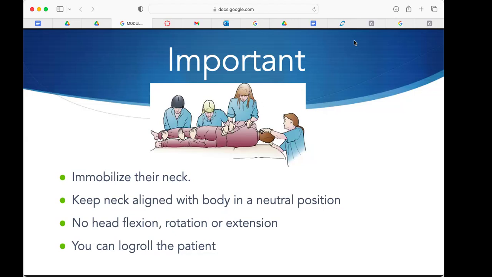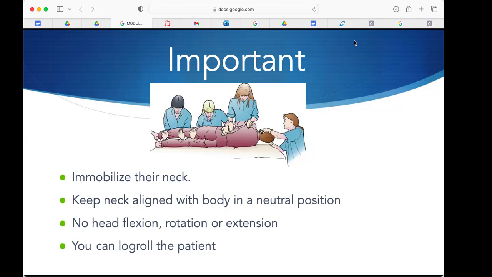So, if you do have to move the patient, you can log roll them. This is a team effort, okay, where each person is responsible for one segment of the body, and you move the person in alignment together. You're going to say 1, 2, 3. You have one nurse at the head holding it to make sure the head and the neck stay aligned. You have someone at the upper chest, the abdomen, and the lower legs.